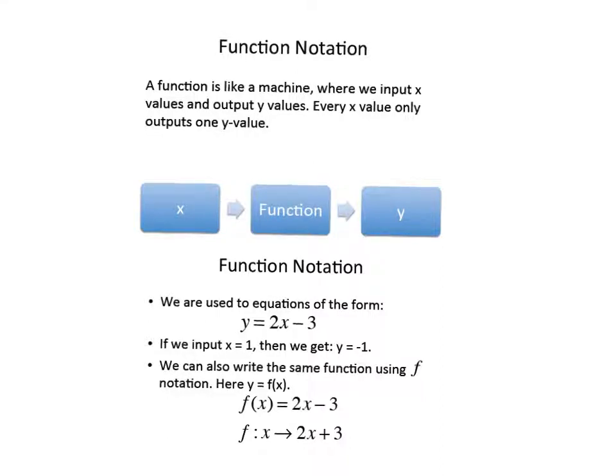Okay, this lesson is going through function notation. So I have here a function is like a machine where we input x values and output or produce y values. Every x value only outputs one y value. That's like in the last lesson. When you graph it, every x value only corresponds to one y value.